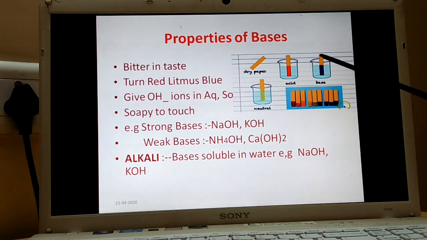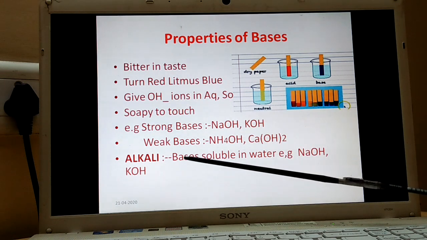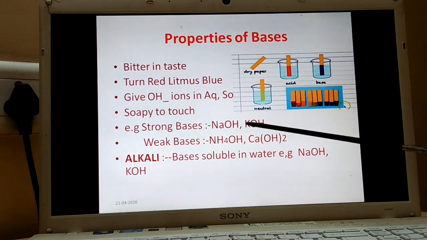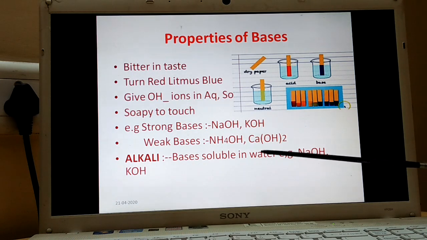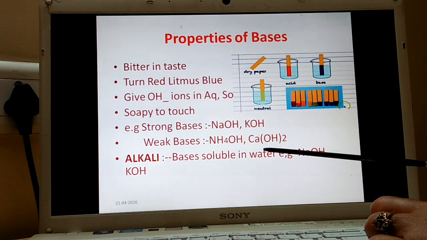Now another important definition: some of the bases are soluble in water. We can call them alkalis. For example, here sodium hydroxide and potassium hydroxide are both alkalis because they are soluble in water.